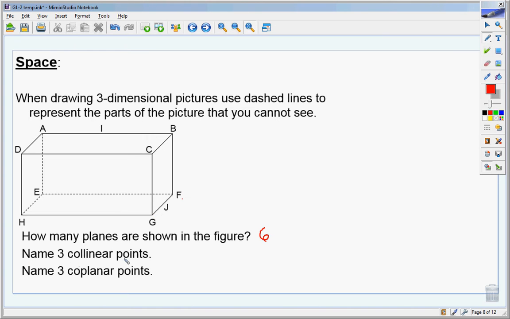Name 3 collinear points. Remember, collinear means together on a line. AIB would be 3 collinear points. AIB. There is one other set that I could list. GJF.